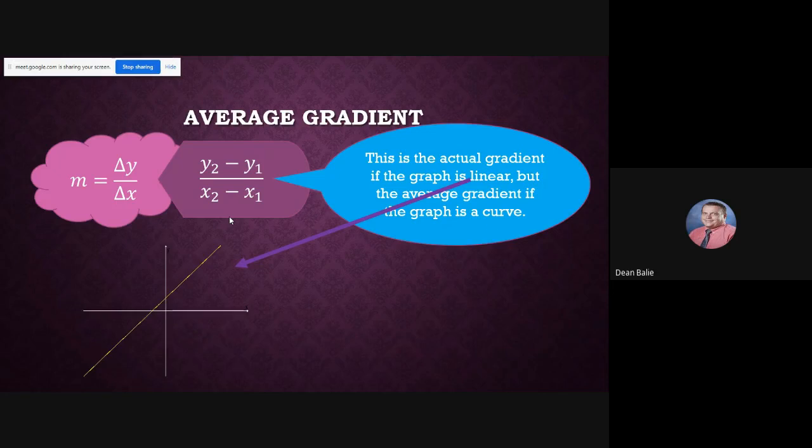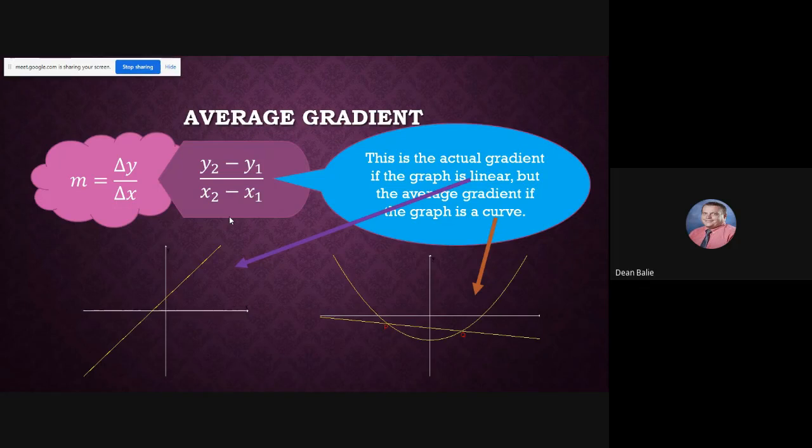However, we spoke about this yesterday. If we've got a curve, and we've got 2 points on the curve, and we use that formula, then we're actually working out the average gradient. Hopefully this is not a new concept to you. We did deal with average gradient when we went into the parabola in a lot more detail last year.